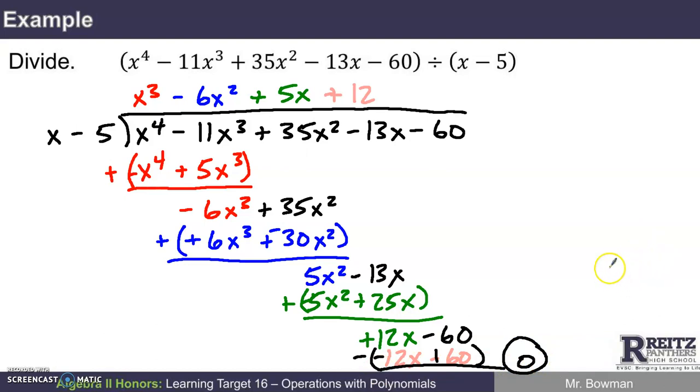Remember when you were doing long division that once you made it all the way through the process, whatever number was left was your remainder. So this is my quotient. This is my answer right here. What do I get if I divide x to the fourth minus 11x cubed plus 35x squared minus 13x minus 60 by x minus 5? I get this. X cubed minus 6x squared plus 5x plus 12.